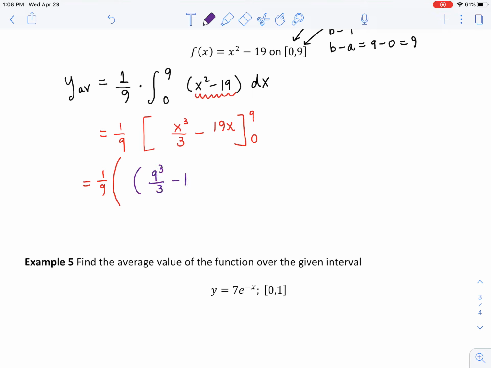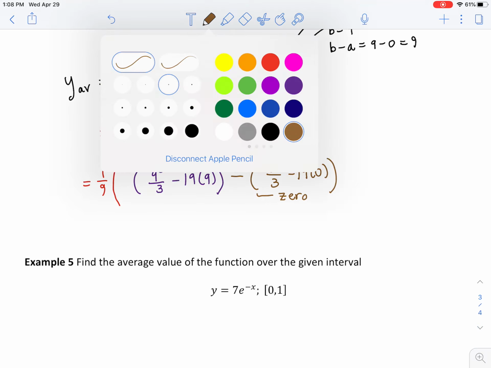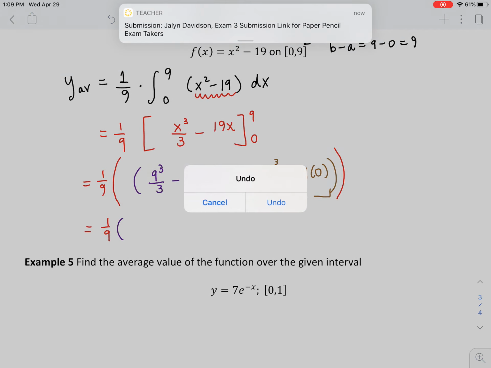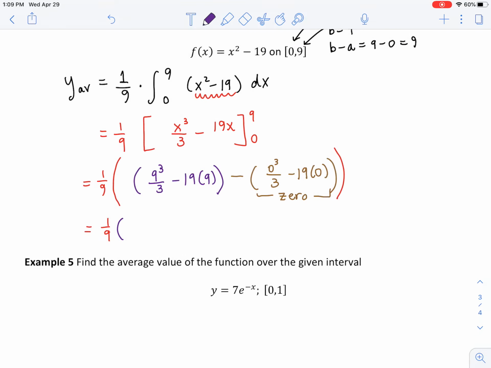But what I'm going to do first is plug in 9 into this. So that will be 9 cubed over 3 minus 19 times 9. That's the first thing that I'm going to do. And then I have to do minus 0 cubed over 3 minus 19 times 0. And you see this brown stuff just came out to be 0, right? So that's good. What I need to do is simply find what that purple piece is, and then divide by 9.